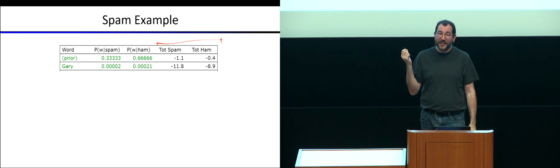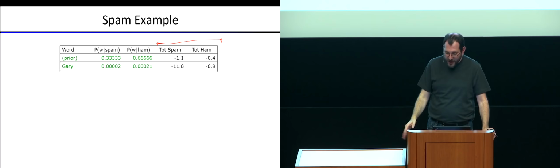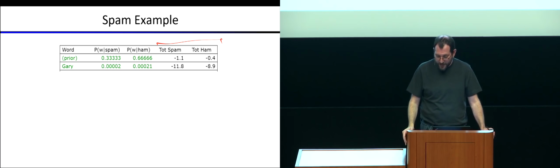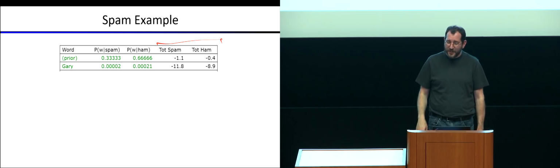All right, but if you look, suddenly now, if you stopped me and you said, okay, right now it's time to make a prediction, ham or spam, what would I pick? I would pick ham, because there's a bigger number, right? They're negative because they're logs of probabilities. And if you asked me how confident I was, I would say I'm much more confident. I'm 10 times more confident than I was before, because I've seen this word Gary.